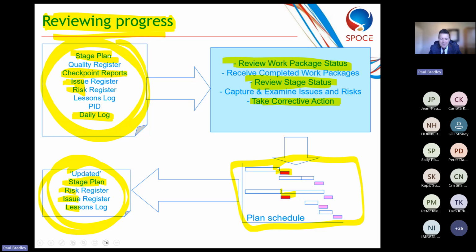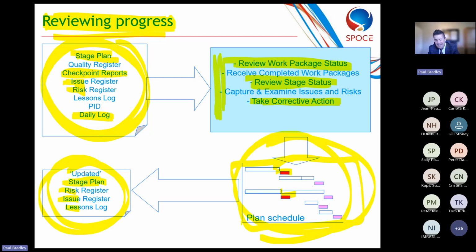But we need this information here in the top left hand corner in order to understand what we're supposed to be doing. We take the information from the teams and from our current stage, update the plan, and then that gives us an updated plan and updated risks and so on. Okay, so that's all good stuff.